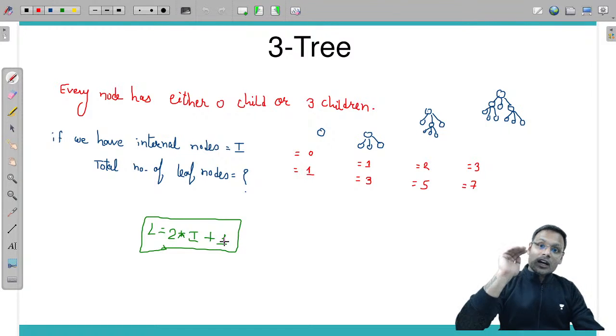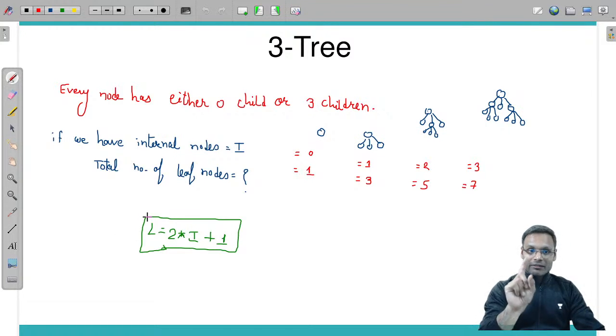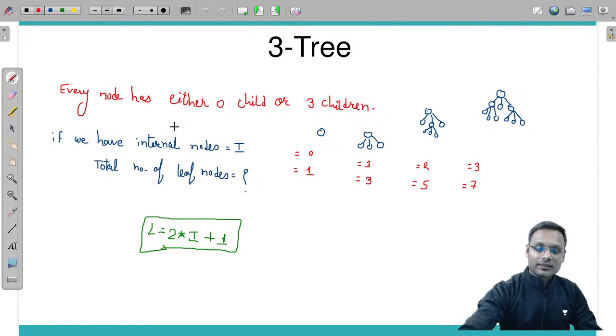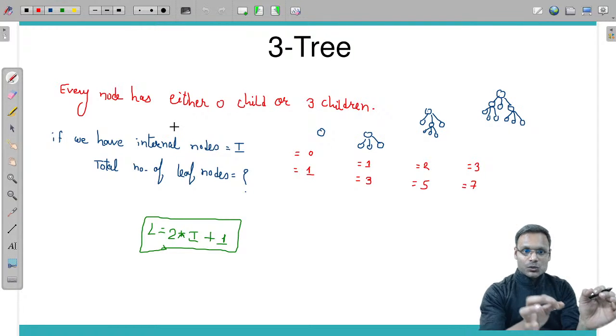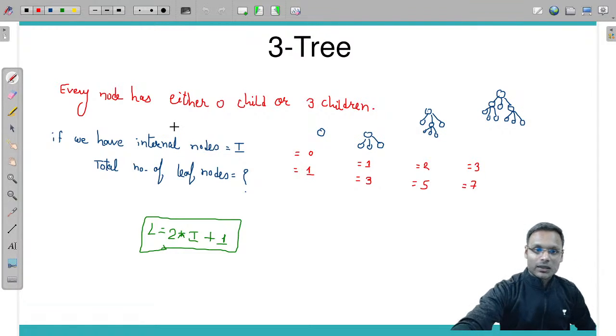If you have a 5-ary tree, then the number of leaves L is equal to 4I plus 1. If you have a k-ary tree, then what? L equals (k minus 1) into I plus 1.